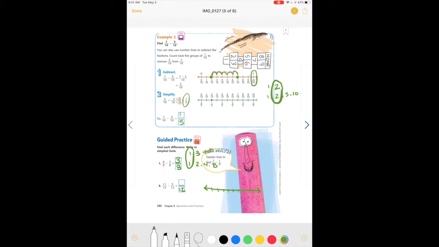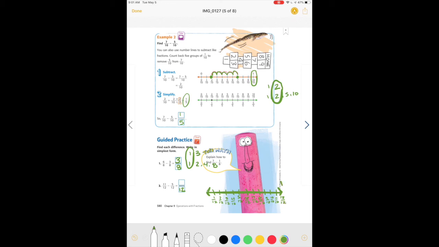1, 2, 3, 4, 5, 6, 7, 8, 9. Oops. Let me try again. And each piece is 1/12, 2/12, 3/12, 4, 5, 6, 7, 8, 9, 10, 11, and then 12/12 is also 1.